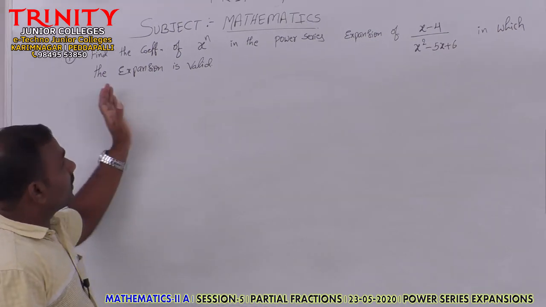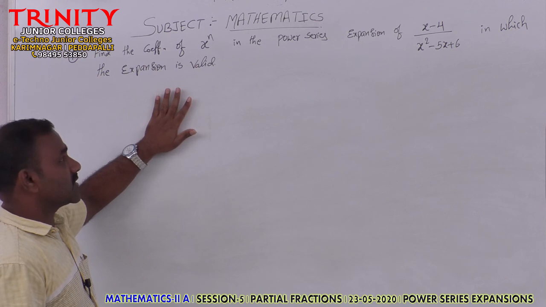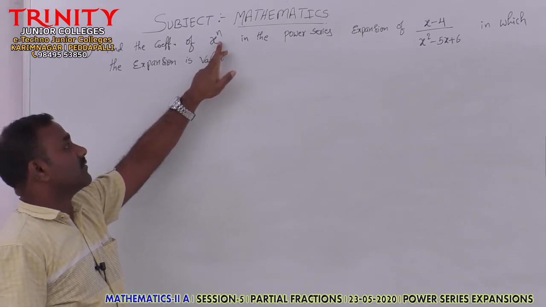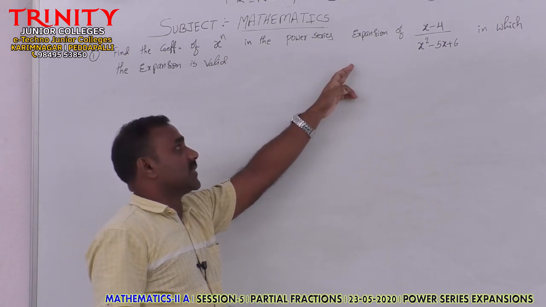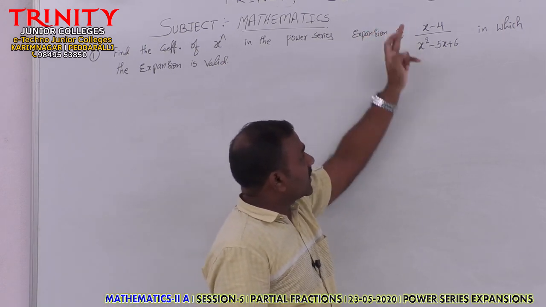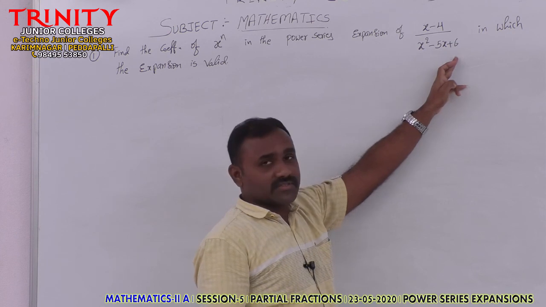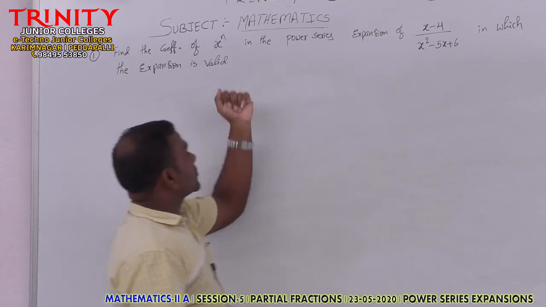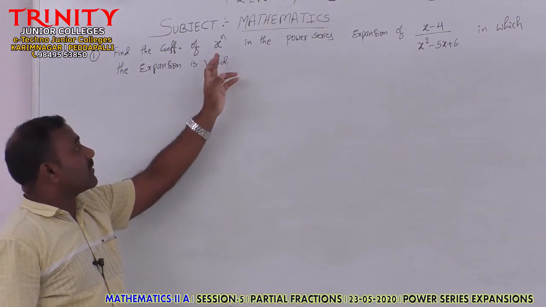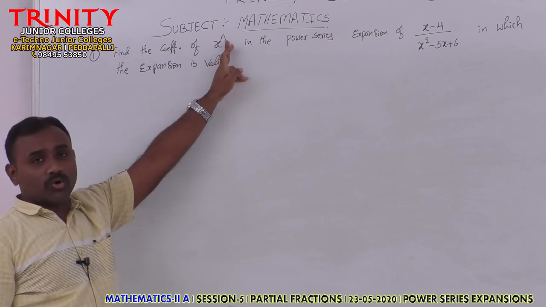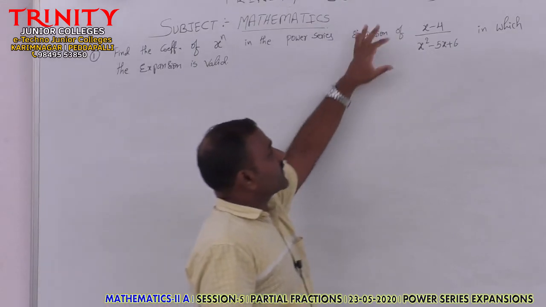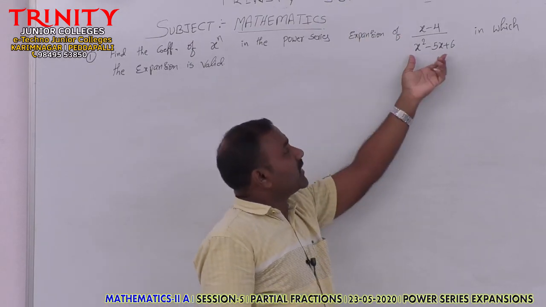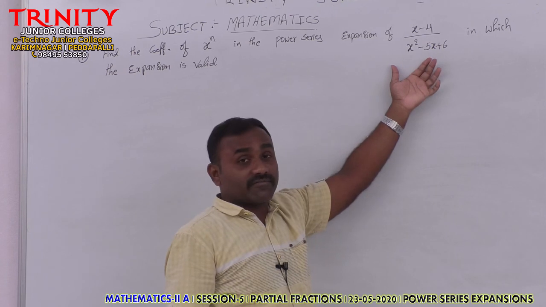Now we will do one more problem based on the power series expansion to find the coefficient of x power n. Find the coefficient of x power n in the power series expansion of x minus 4 by x square minus 5x plus 6, in which the expansion is valid. In the previous problem we calculated the x power 4 coefficient, and there the denominator of the fraction f of x by g of x was clearly a product of factors.